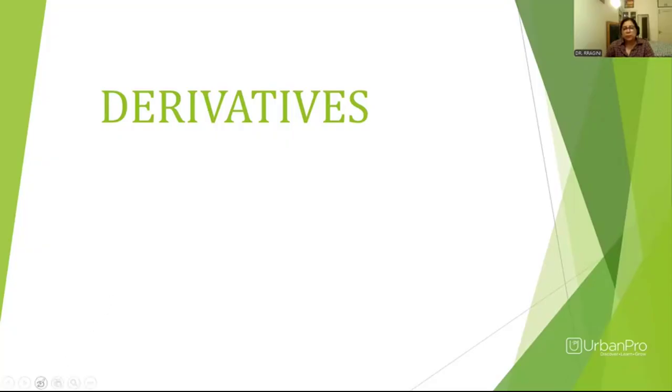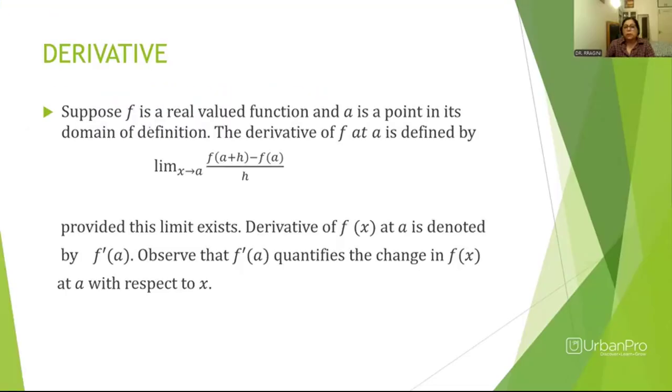Now what is a derivative? Suppose f is a real valued function. I hope you know real valued functions are the functions in which the values of the range are a subset of the real numbers, right? That means the values of y or f(x) are only in the set of real numbers. Suppose f is a real valued function and a is a point in its domain of definition, right?